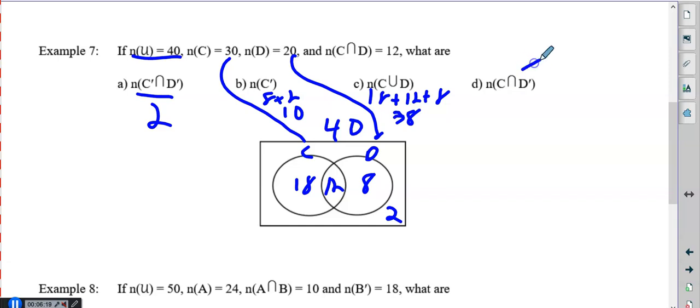And this one's kind of tricky. This means in C, that's not D. So what's in C that's not also in D, that's just the 18. That's this part right here. Because the 12 is in C and D. So the 12 doesn't count because that's included in D. So we're just looking at basically the left half of C.